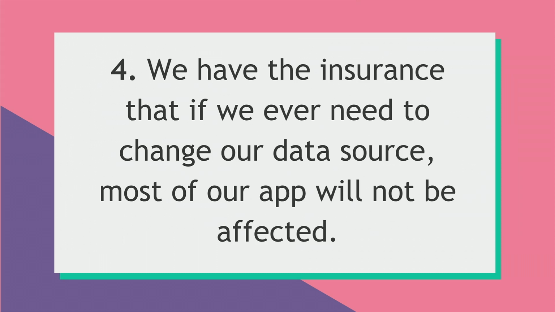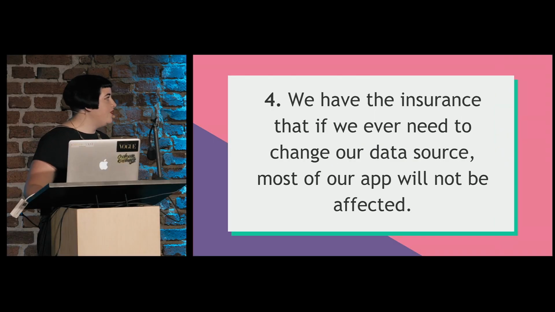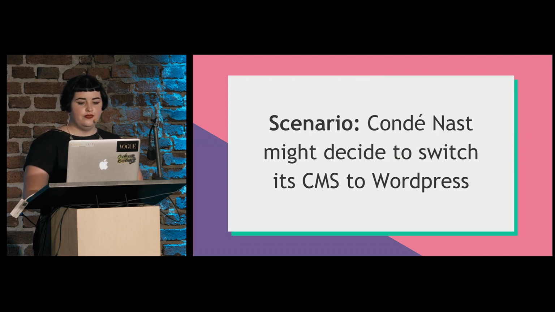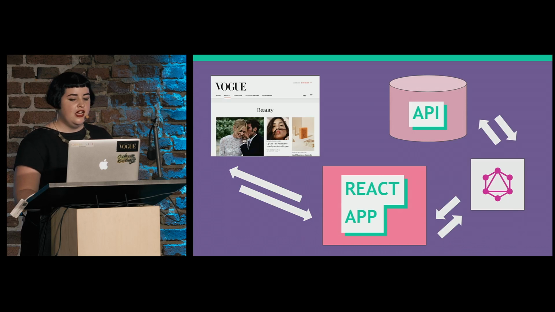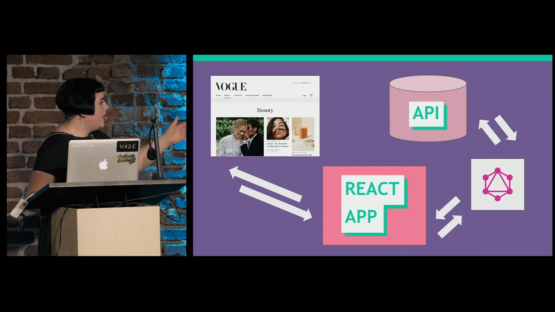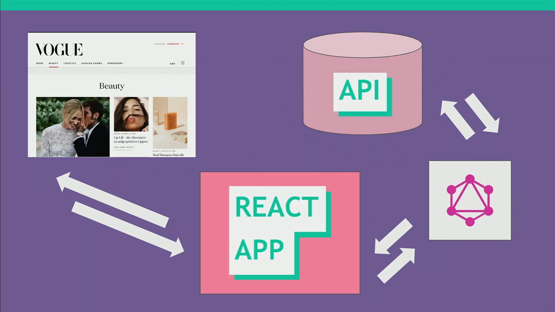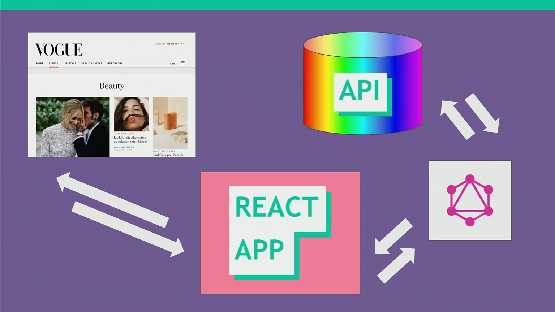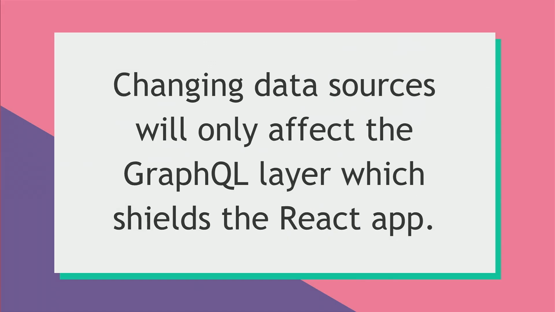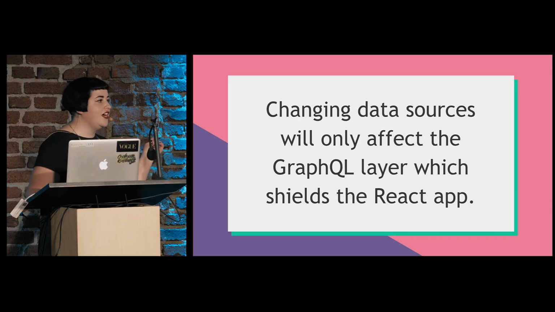Another benefit is that we now have the assurance that if we ever need to change our data source, most of our application will not be affected. So in our scenario of Condé Nast deciding to switch its content management system to WordPress, it'll look like this. Because we have this GraphQL layer, when we switch out to a Rainbow API, WordPress, the React app has no idea because this is all handled in the GraphQL layer. Changing data sources will only affect the GraphQL layer, which is effectively shielding the React app.